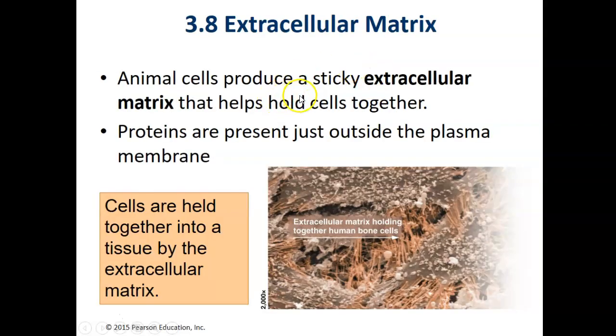Animal cell can produce extracellular matrix to help hold the neighbor cells together. The extracellular matrix are mainly proteins, so they can either anchor the cell or they can be fibers to maintain the shape of the cell. In summary, the extracellular matrix is to hold the cells together to make them into a tissue.